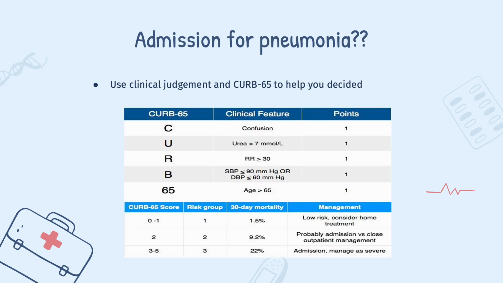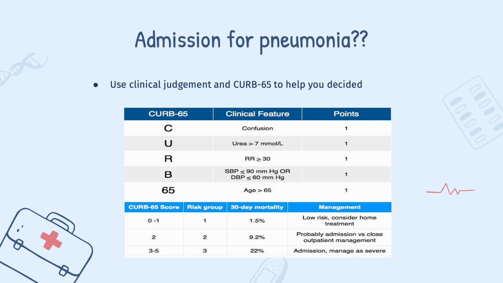So again, the other question we have to ask is, when do I admit patients who have pneumonia? So it's really about using your clinical judgment, and CURB 65 is really there to kind of help you make that determination. So providing a point for all of these. So is there confusion? Do we have a high urea? Respiratory rate greater than 30? What's their blood pressure? And then age greater than 60.